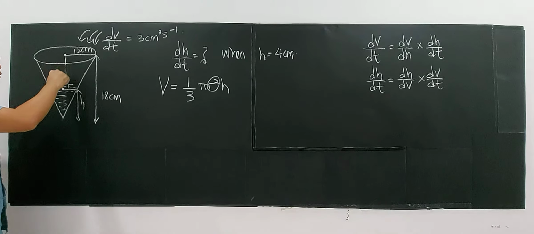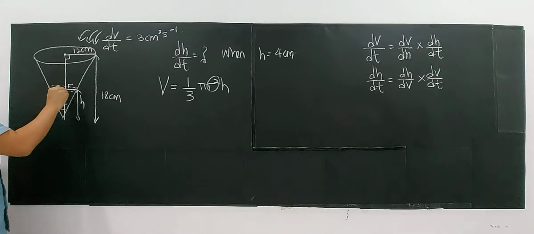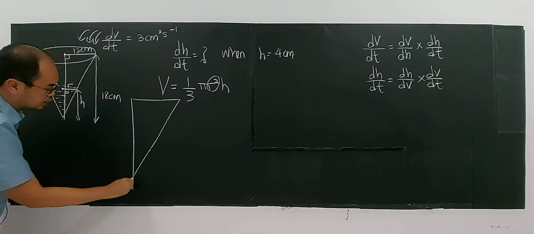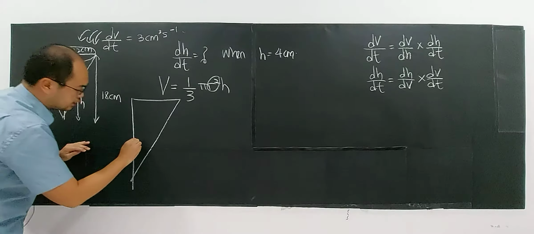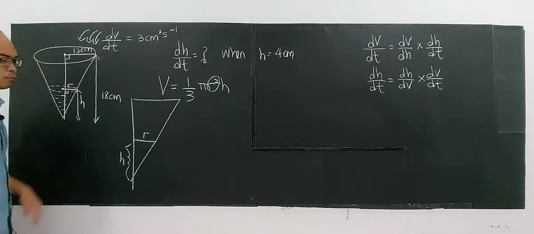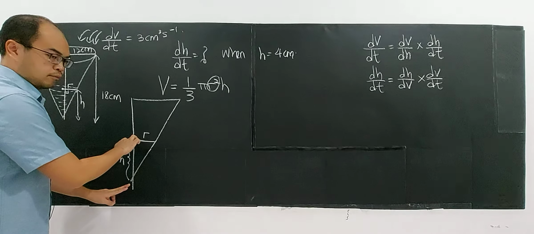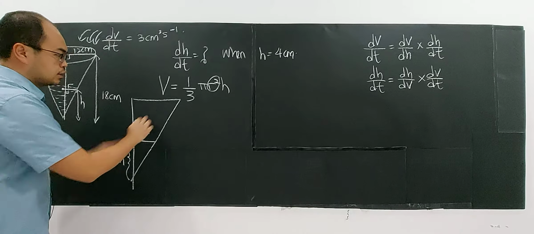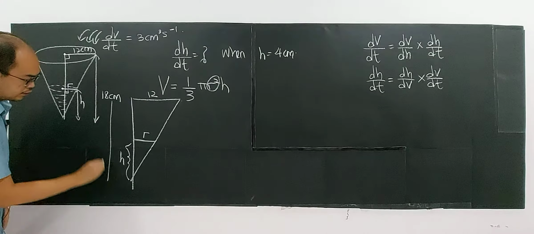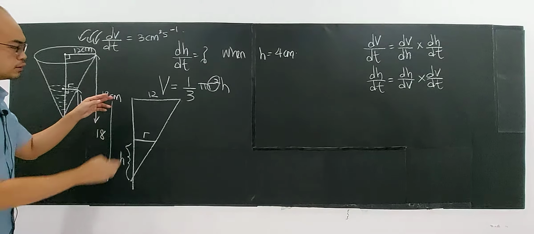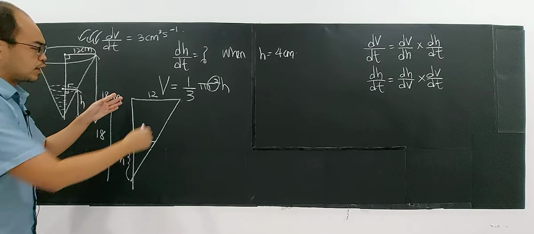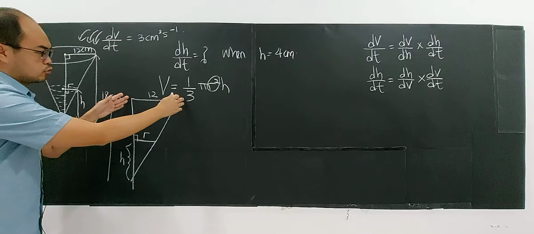If I draw from here to here, it's actually a right angle triangle. Can you see that? It's a right angle triangle. So if I draw this cross section a bit bigger, I'm going to see that this side here is R. I'm going to use proportion, right? The ratio of R to H is the same as the ratio of 12 to 18. This concept is very important, as you learn during secondary school where you learn about proportion.